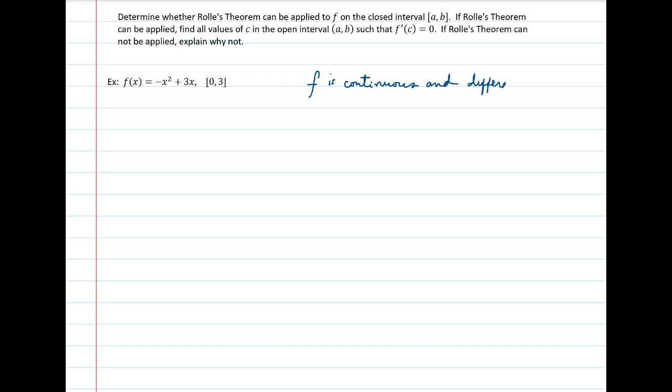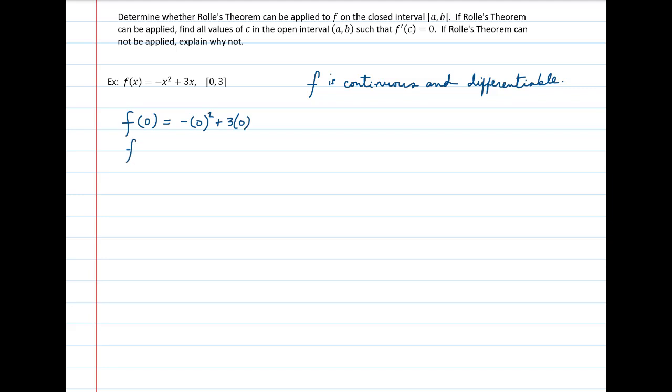So that we can determine whether it applies or not. We have a nice quadratic function here, which is a polynomial. f of x is equal to negative x squared plus 3x. And notice how, just by the nature of a polynomial function, f is continuous and differentiable. Right away, we meet the conditions of Rolle's theorem, and then, of course, we're given a closed interval.